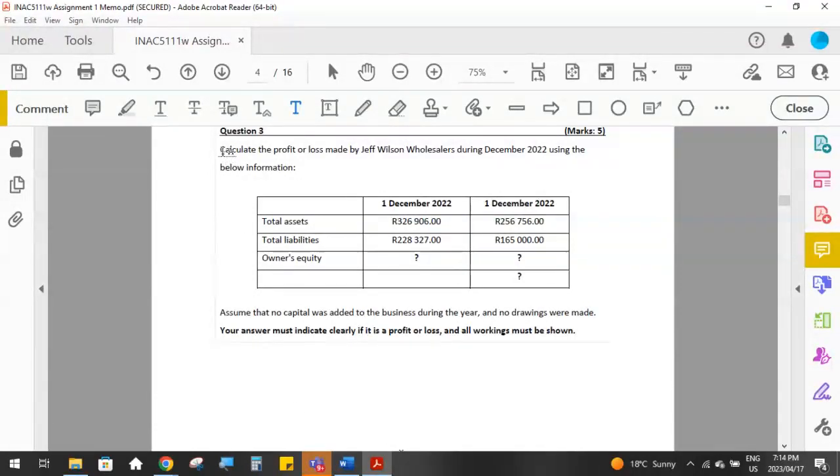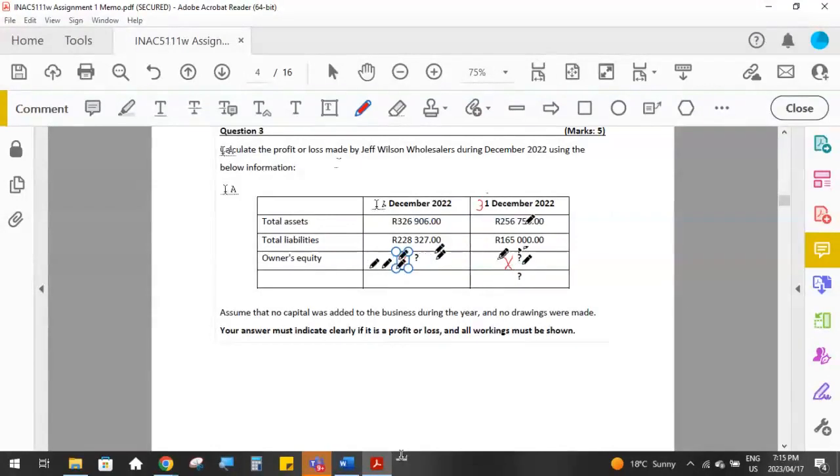Okay, so we go back then to question 3, calculate the profit or loss. This was mostly done correctly. So what you had to do was take, on the 1st of December, assets minus liabilities, and work out what this amount was. And then the 31st of December. Remember, there was that error. Assets minus liabilities, and then work out what that amount was. So in other words, you had to work out what was the owner's equity at the beginning of the year versus the owner's equity at the end of the year.